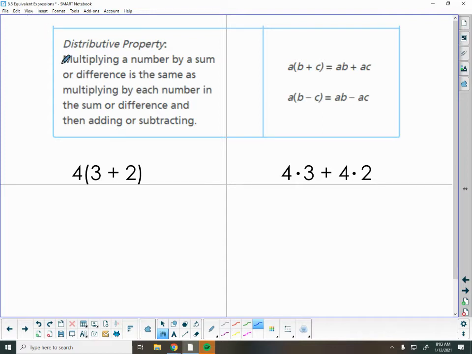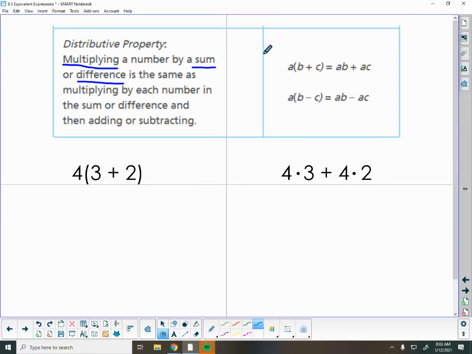This only works when you are multiplying a sum or a difference. So when you're multiplying something in parentheses that's been added or subtracted. So multiplying A times B plus C, the sum of B and C, or the difference of B and C. Remember, when we have the word sum and difference, those need to go into parentheses to say, do this first. This is a group that needs to go together.